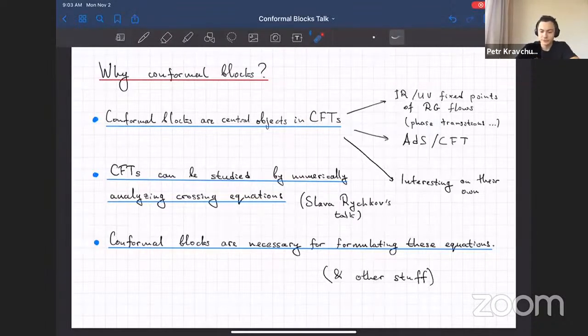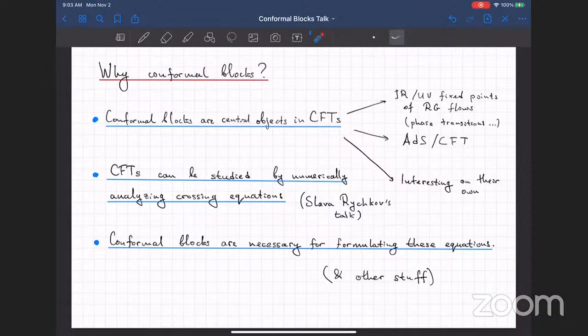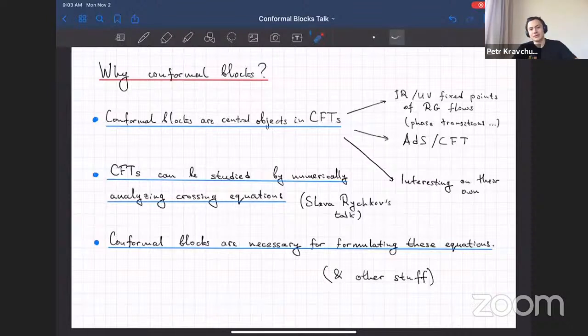Another popular reason to care about CFTs is the AdS/CFT correspondence, which says that quantum gravity in AdS is to some degree equivalent to conformal field theory on the boundary, and therefore let's study conformal field theories because that will help us understand quantum gravity. And finally, we might care about conformal field theories just because they are quantum field theories with a rich set of symmetries which have some interesting mathematical structure, and it's just interesting to study such objects.